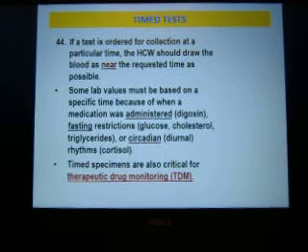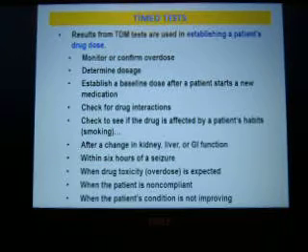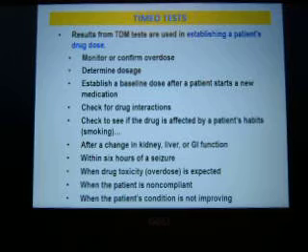Timed specimens are also critical for therapeutic drug monitoring. Results for therapeutic drug monitoring tests are used in establishing a patient's drug dosage. Remember, we always want to give patients enough so that the drug does what it's supposed to do, but we don't want to give them too much and hurt them. Remember how I talked to you guys when we were going over the toxicology chapter, about how all drugs, if you look on your acetaminophen bottle, your Tylenol bottle, or your ibuprofen bottle, it'll say don't exceed taking this many pills in a 24-hour period. It's because they've run tests on this and they're aware of what the toxic level could be, and they don't want you to take more than that.